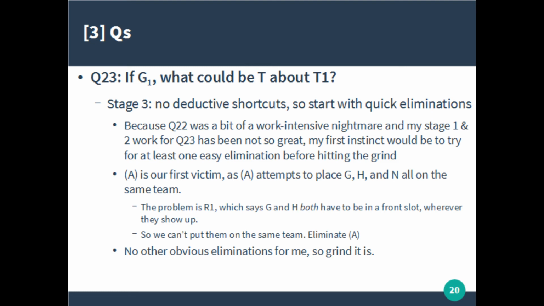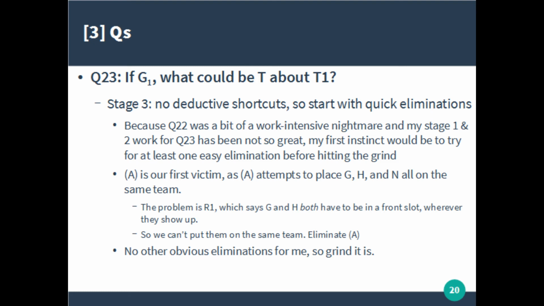So looking through the answer choices, A is our first victim to eliminate because A attempts to place G, H, and N all on the same team. And this is a problem with our very first rule, rule number 1, which says that whenever we use G and H, anytime those letters show up, they have to be in the front slot. So if we put them on the same team, by default, we can't put both of them in the front slot on that team. So it's not going to work. That makes us eliminate A.